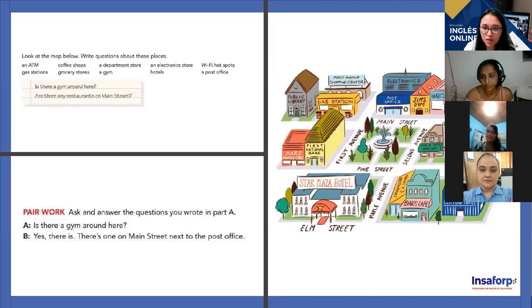Okay, thank you. Let's see, somebody else? Me, teacher. Okay, go ahead, Maria, please. Is there some hotel near here? Yes, there is, next to coffee station. Number two, is there any gas station near here? Yes, there is next to the public library. And number three, is there any bank near here? Yes, there is on the First Avenue. Okay, very good. Thank you, Maria.